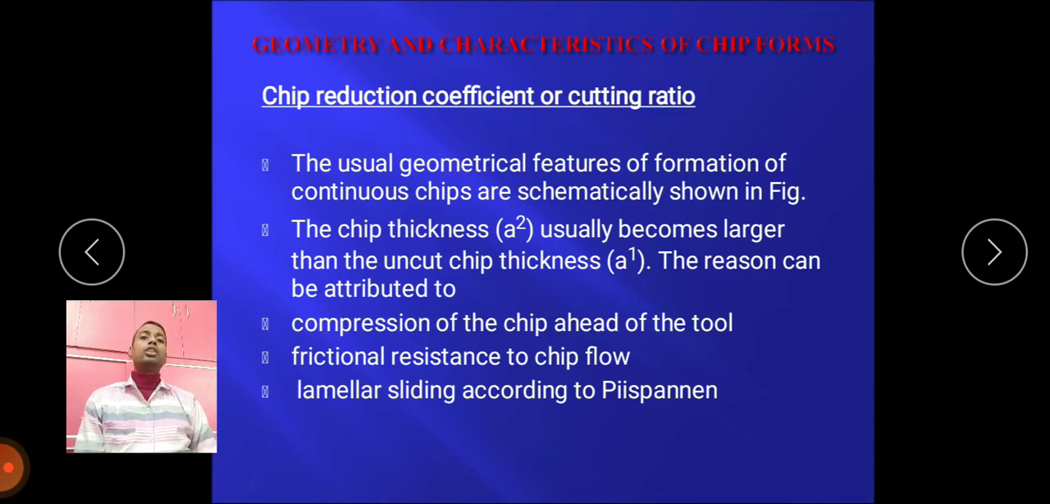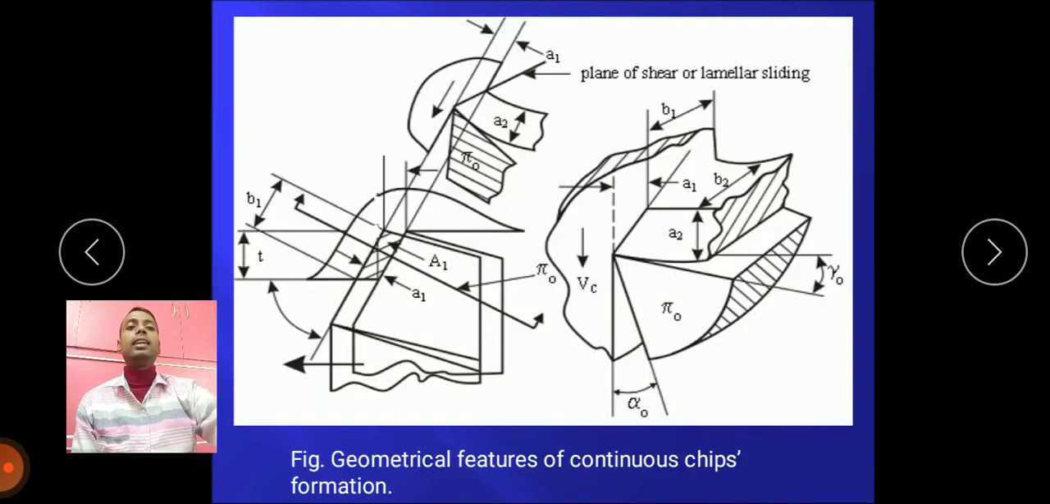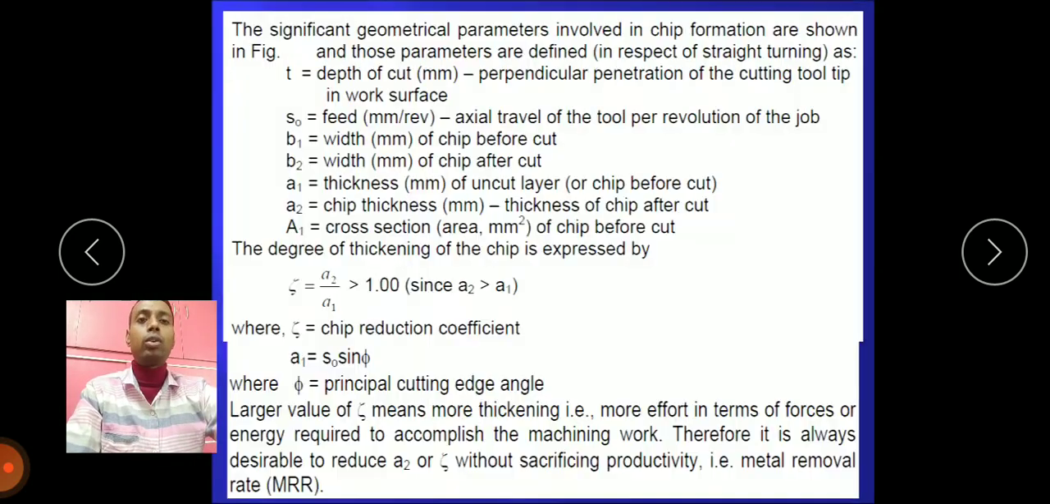The usual geometrical features of formation of a continuous chip are schematically shown in the figure. The chip thickness A2 usually becomes larger than the uncut chip thickness A1, compared with the chip ahead of the tool, due to frictional resistance of the chip flow. This is basically the geometrical features of the whole chip formation. A1, A2, B1, B2. This is gamma O, this is alpha O. Gamma O is the rake angle in the orthogonal system. Alpha O is the clearance angle in the orthogonal system.